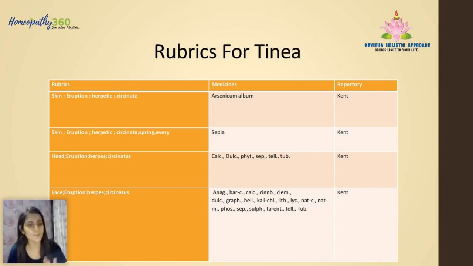So there are a few rubrics which I've compiled from the repertory, the Homeopathic Zomeo software, and I've also compiled a few of the remedies which we can discuss in short. There are many rubrics given for tinea in our repertory, like skin chapter, eruption, herpetic, circinate. So for herpetic type of eruptions, a wonderful remedy is Arsenic album.